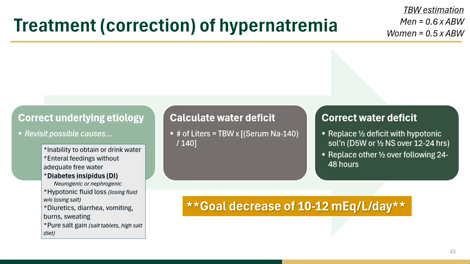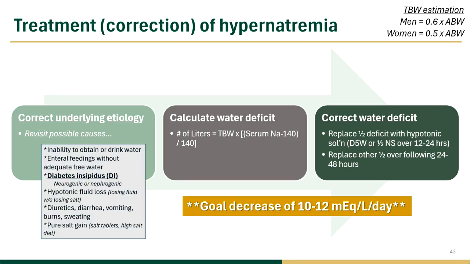And so that is the total body water, which is around 0.5 or 0.6 times your actual body weight. And then you multiply that times basically a factor of your serum sodium over 140. So if your serum sodium was 160, it'd be 160 minus 140 over 140, which would give you the factor of increased sodium. And then you would multiply that times the total body water. Once you do that, you can know how much water needs to be replaced to correct that sodium, and you would replace half of that deficit with some kind of hypotonic fluid.